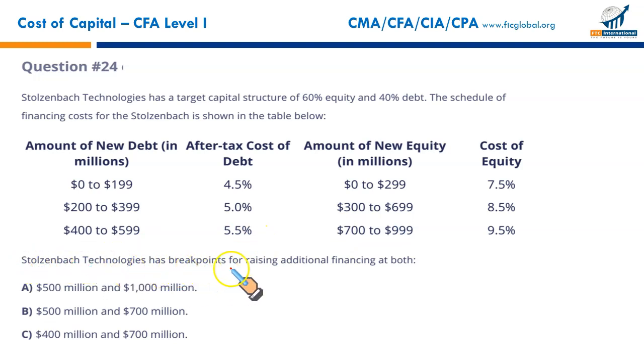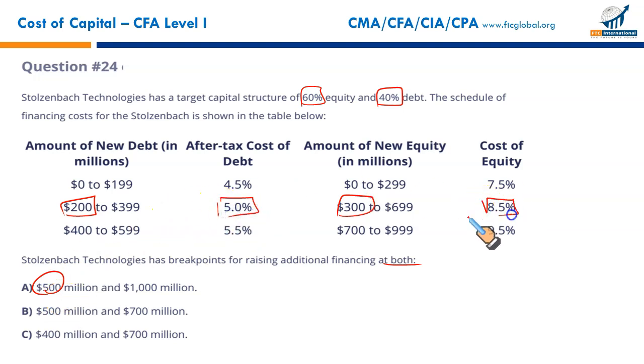Stolzenbach Technology has breakpoints for raising additional financing at what point? Let's first consider 500 million. If it's 500 million, remember the equity and debt proportion is 60-40. So for 500, it means 60% should come from equity. 500 million at 60% means 300 million should come from equity, this one. And the 200 million remaining should come from debt. Right? So it means for 500 million, the cost would be this. When it is raised to 1,000 million, 40% should come from debt. That is 400. See, there is a jump.